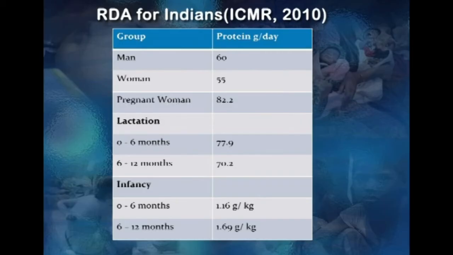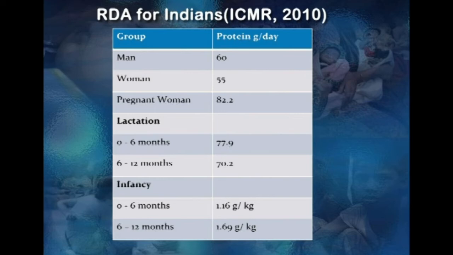The recommended dietary allowances for Indians have been recommended by the Indian Council of Medical Research and these have been revised in the year 2010. Now, if we look at the sedentary man, the requirement is 60 grams. For a woman, it is 55 grams. However, during pregnancy, the requirement increases to 82.2 grams per day. During lactation, as I had said, the first 6 months 77.9 grams per day and during the next 6 months it is 70.2 grams per day.